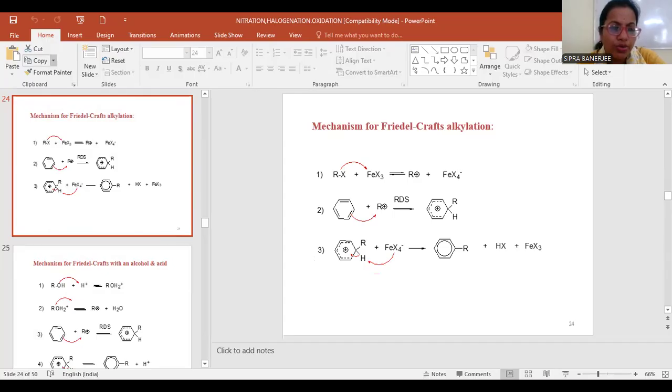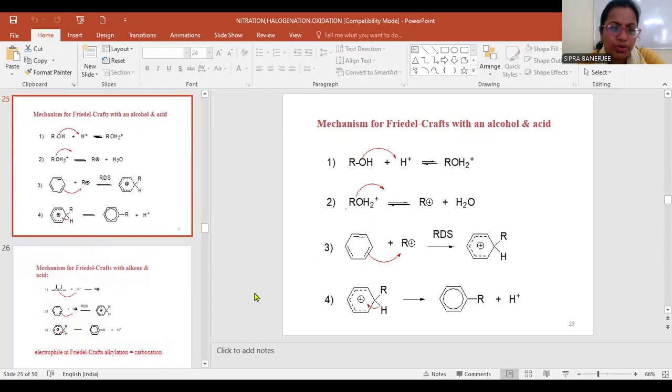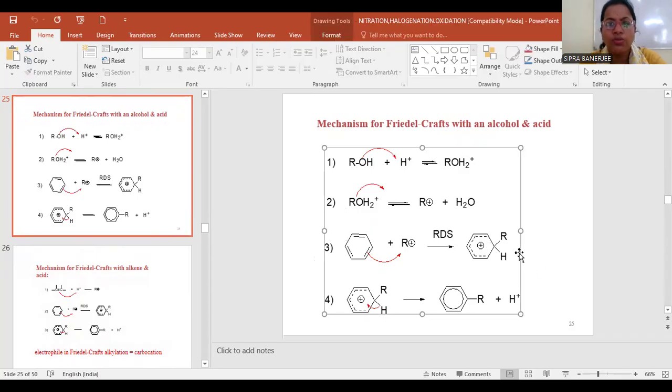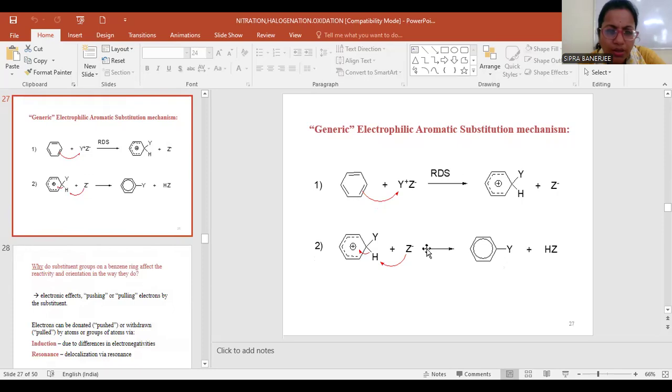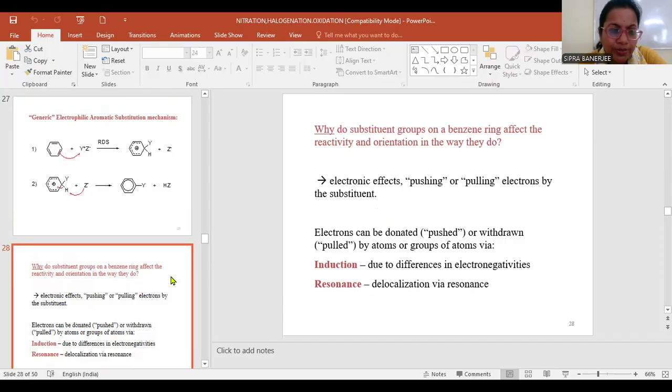Now, you can use alcohol and acid. If alcohol is added, then phenol, catechol, resorcinol can be put. Chemical reaction with the alkene. See, the alkene can be like toluene or methyl benzene, we can say. So the generic electrophilic aromatic substitution reaction, you can present as Y plus Z minus. So Y will react and Z will be liberated.